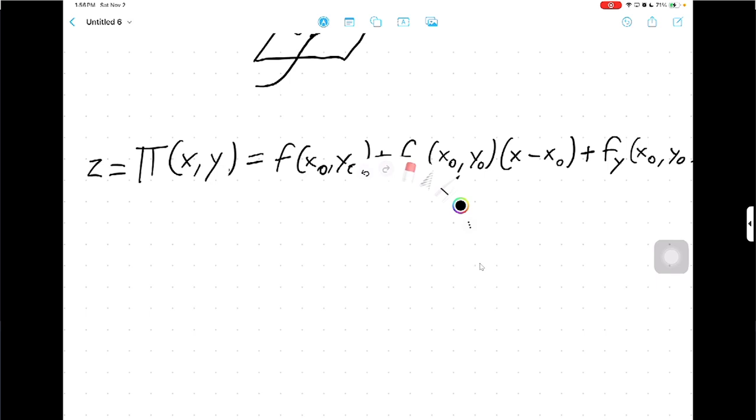Okay, that is going to be mostly it. If you want to find this at a certain point x naught, y naught, you just plug it into the formula as shown here.